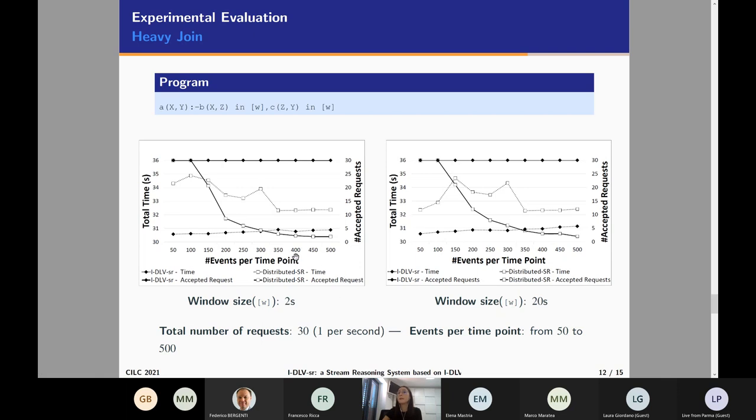The biggest difference is related to the accepted requests, where I-DLV-sr correctly processes all the requests, while distributed SR misses almost all the requests for those configurations where the number of events per time point is high.